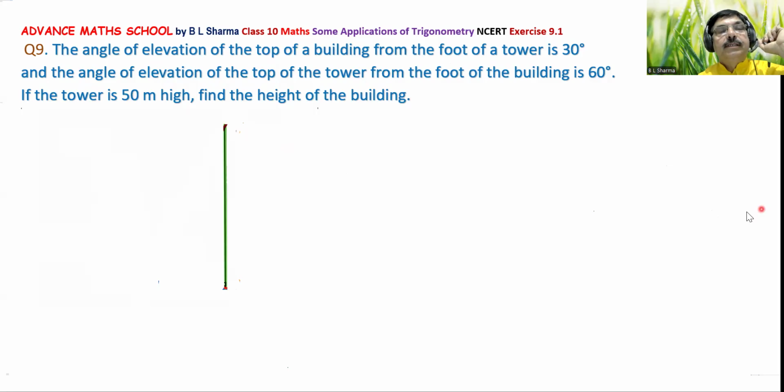That is tower, this is building. This is ground. The angle of elevation of top of building from the foot of the tower. This is tower, its foot, top of the building here. Mark it first. This is building. This is tower. The height of the tower is given 50 meter. So here this height is 50 meter.